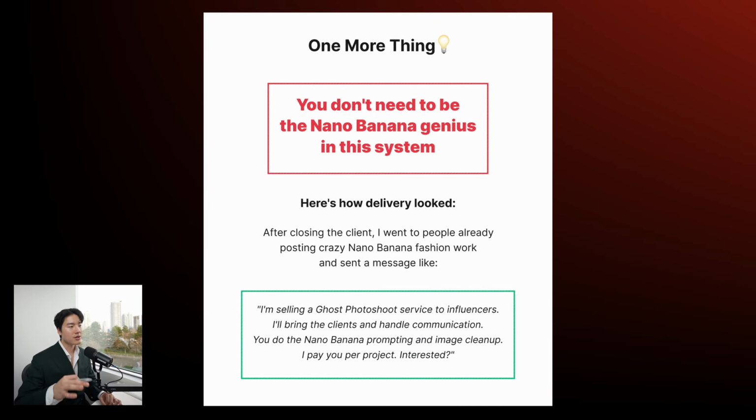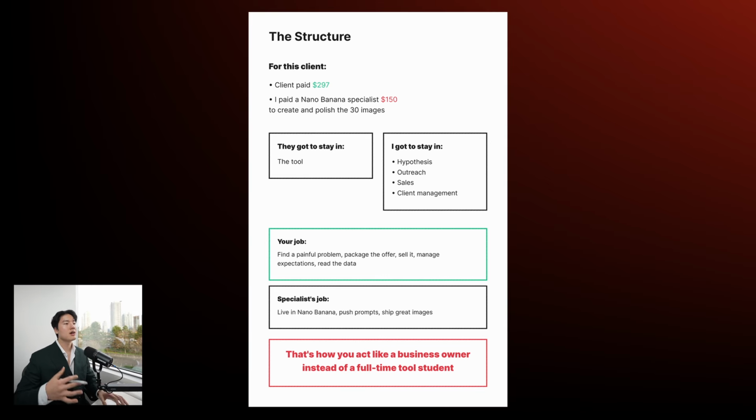One more thing, you don't need to be a Nano Banana genius in this system. Here's how delivery looked. After closing the client, I went to people already posting crazy Nano Banana fashion work and sent a message like this: I'm selling a Ghost Photoshoot service to influencers. I'm bringing the clients and handling communication. You do the Nano Banana prompting and image cleanup. I pay you per project. Are you interested?